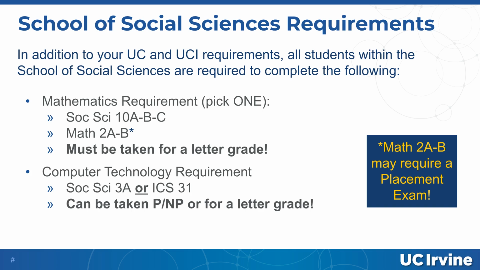The second school requirement is the computer technology requirement. Students may choose to fulfill this requirement by taking either Social Science 3A or ICS 31, which is an Introduction to Computer Programming course. This course may be taken for either pass, no pass, or a letter grade. Students who have completed a coding or computer course at a community college should consult with an academic advisor to determine whether that coursework satisfies this requirement.